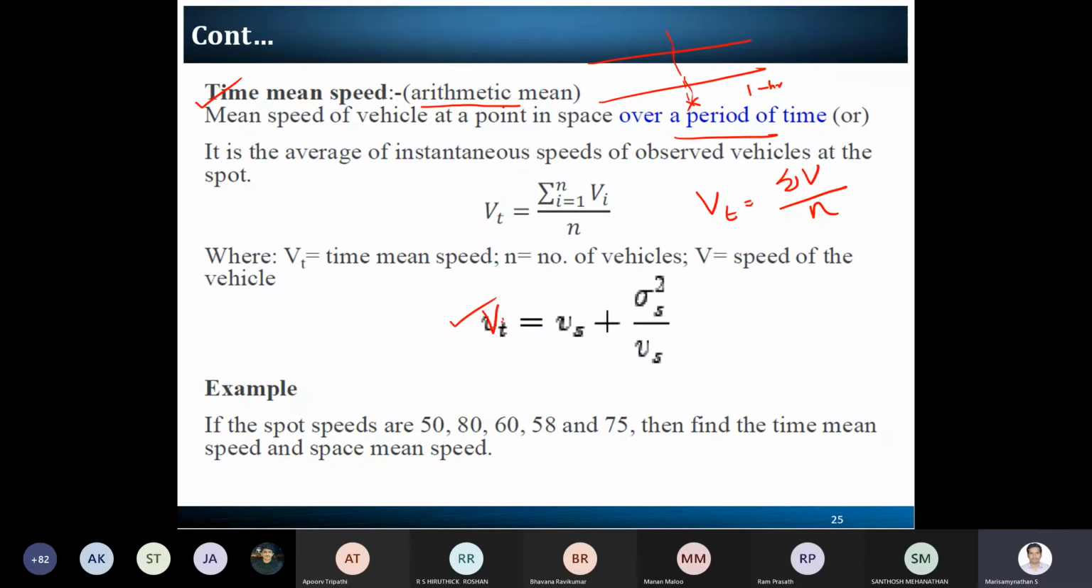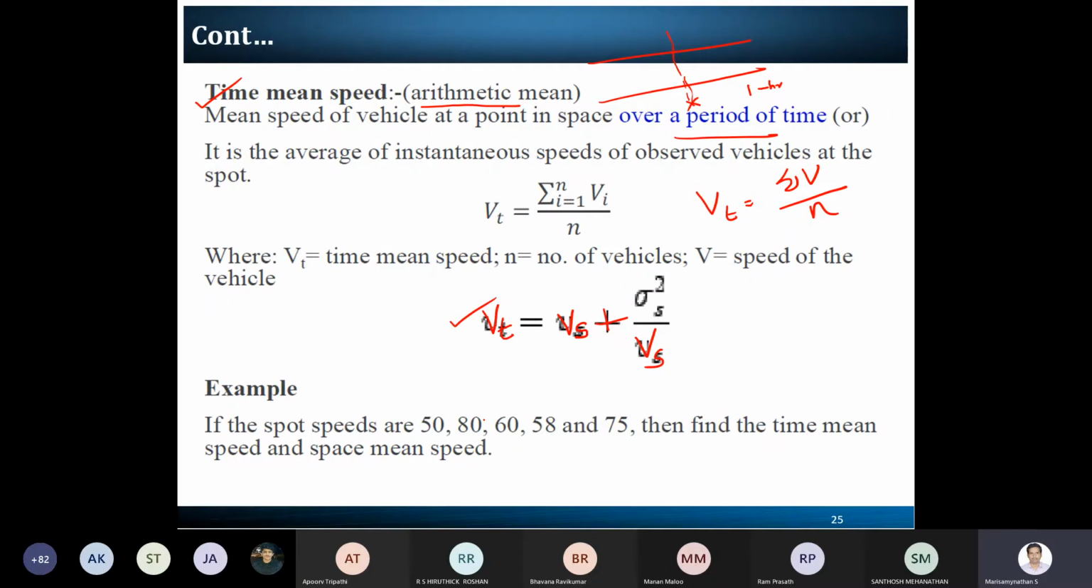Always the time mean speed is greater than the space mean speed, because this is in the defined equation: time mean speed equals space mean speed plus sigma squared divided by space mean speed. How this equation is derived, you will probably study in the next semester in the elective subject. But for understanding, the concept is simple: spot speed, average speed. Other than that, space and time mean speeds are there with respect to harmonic and arithmetic functions, and the time mean speed is always greater than the space mean speed. This is the understanding you should try to learn from this unit.